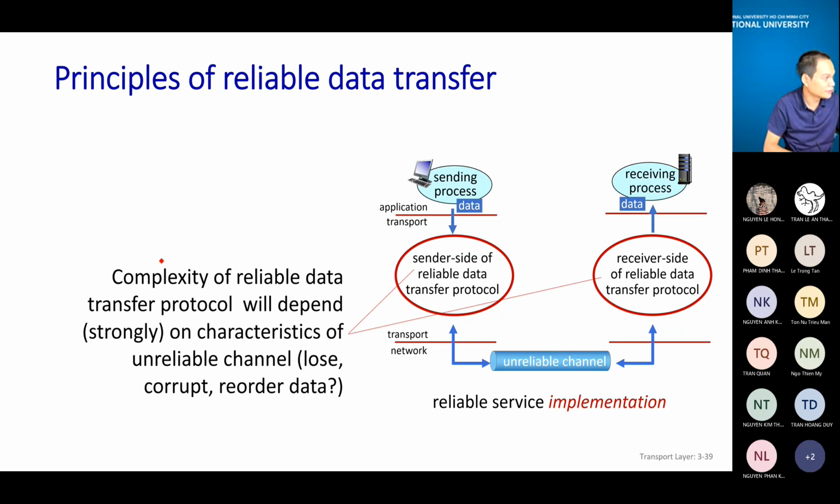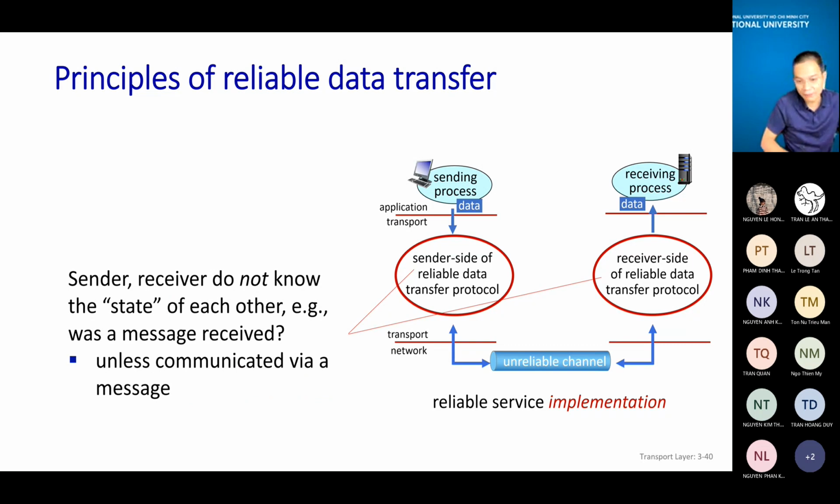Building a reliable data transfer on top of something unreliable is very complex for sure. For example, we need to care about loss during data communication. We have corruption, which means the data is received but it's wrong. And reordering, which means the data we receive is not in order. For example, we send 1 2 3 4 and we receive 2 1 3 4.